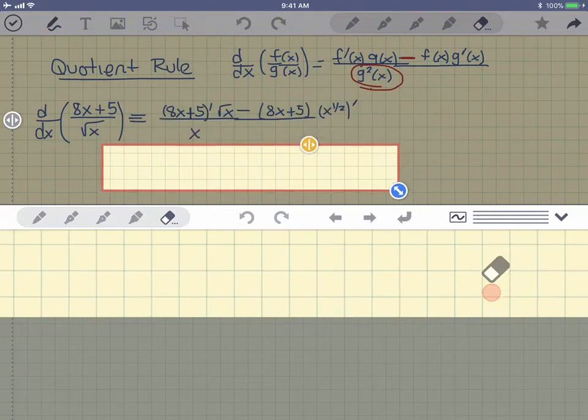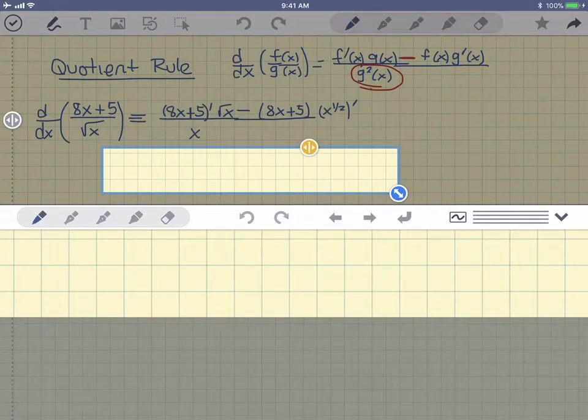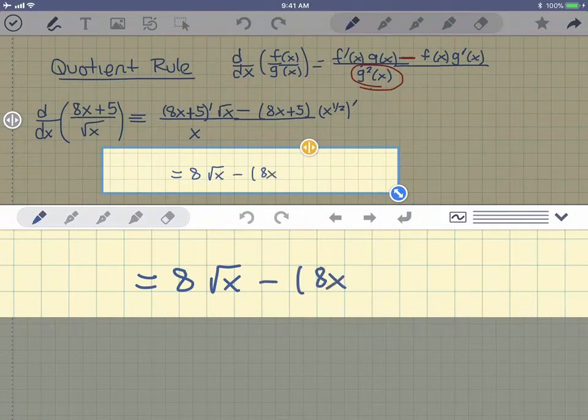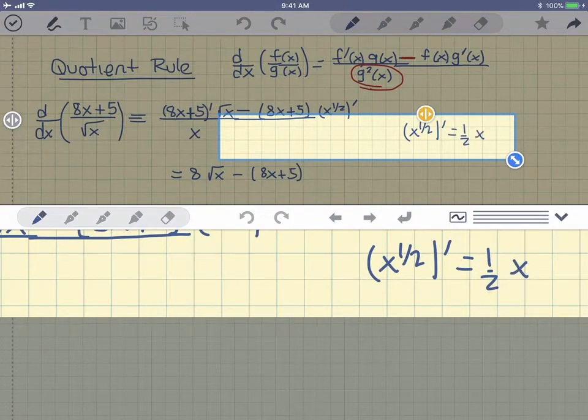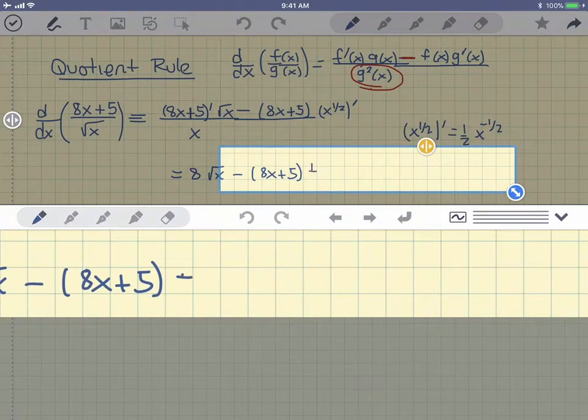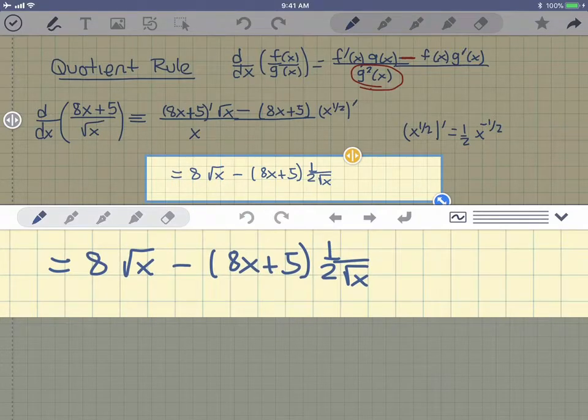Okay, so I'm going to find the derivative of the first part. It's pretty straightforward: the derivative of 8x plus 5 is just 8. So you multiply that times the root of x. Then the derivative of x to the 1/2. Let me write the first part. This stays 8x plus 5 here. The derivative of x to the 1/2, if you do it on the side, is 1/2 x to the negative 1/2. So that becomes 1/2 times root of x in the bottom. You can write it like that. And then all of that is over x squared.